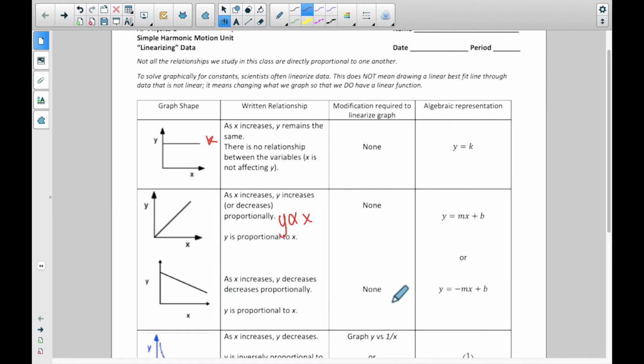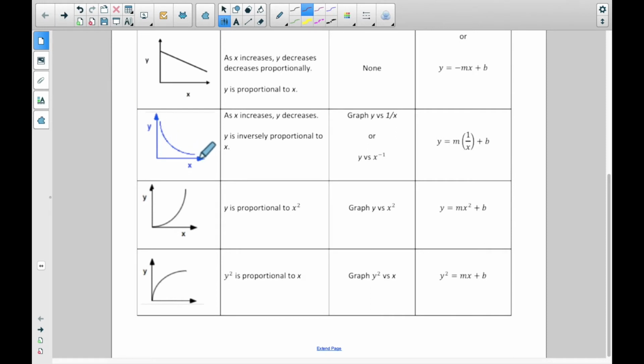Okay, what do we have to do to linearize it? Nothing. It's already a straight line, so we're good. So this just means that we're going to have y equals mx plus b or y equals negative mx plus b. Okay, what if it has a shape like this?